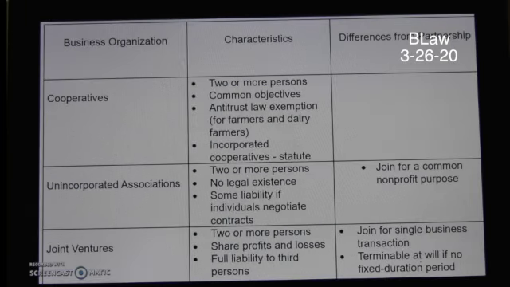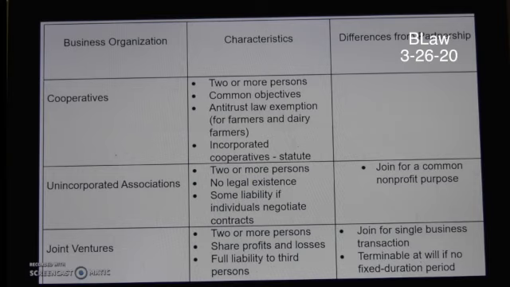Here I've kind of detailed the chart for you of what I've just described, the joint ventures, the cooperatives, and the unincorporated associations. And if you look, I tried to detail out what are the characteristics of each, but I wanted to show you how they're different from a partnership. As you can see, the unincorporated association is going to be different from the partnership because they're joining for a nonprofit purpose, whereas the partnership is joining for a profit. And it differs from joint ventures because the joint venture is for a single business transaction and is terminable at will, while a partnership will actually continue until it ceases to exist.